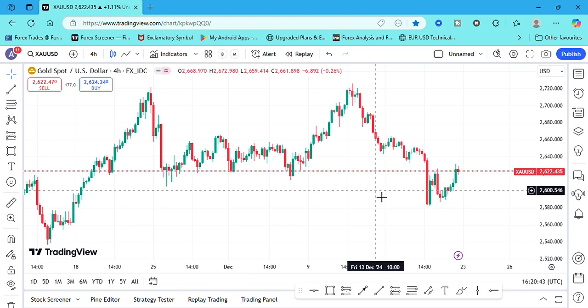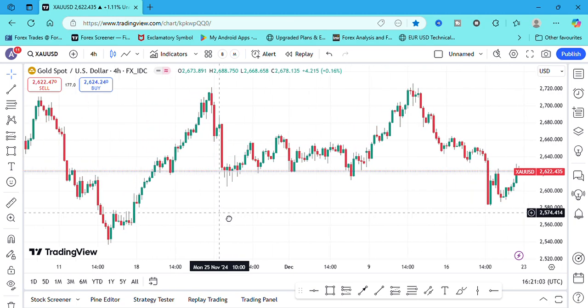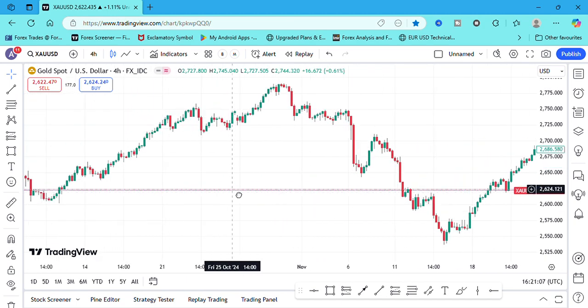I bring another TradingView indicator. It's so simple, and you make money. I wish you good luck with this indicator, and enjoy your trading journey.